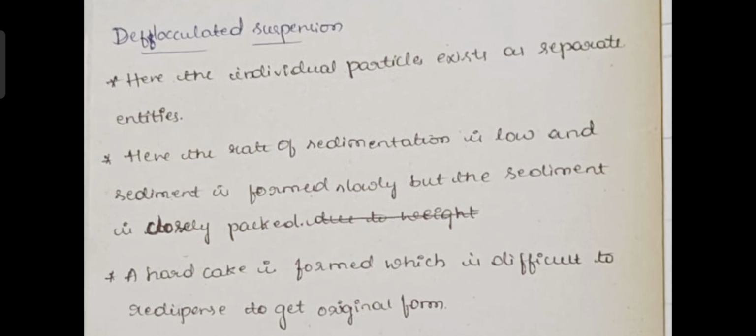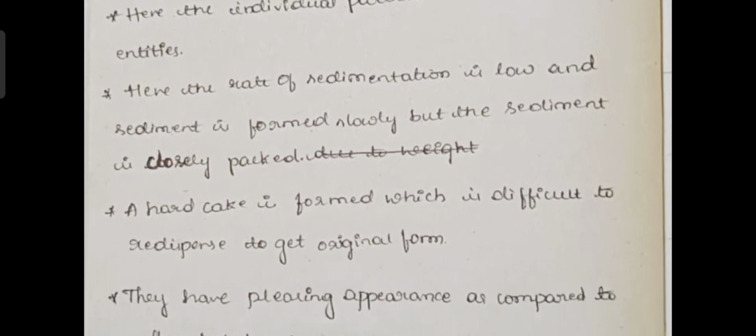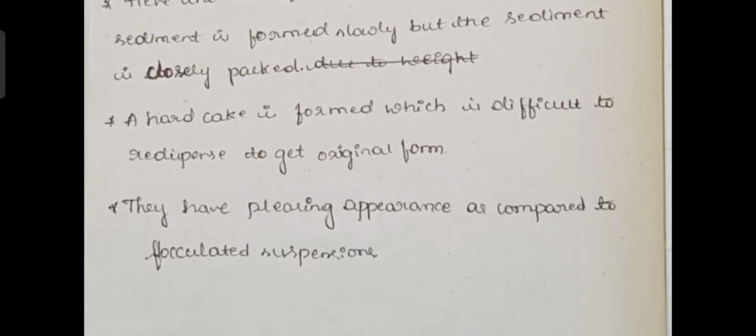Here, the rate of sedimentation will be low because each will be having different energies, and the sedimentation rate will be very low, and sediment is formed slowly but the sediment is closely packed. Here the rate of sedimentation is slow, but once the sediment is formed, it is very difficult to redisperse by shaking. Hard cake is formed when it is difficult to redisperse to get the original form.